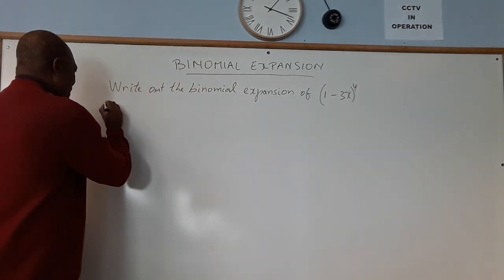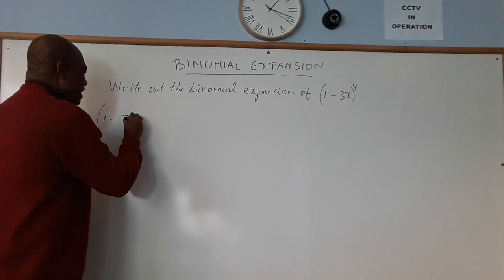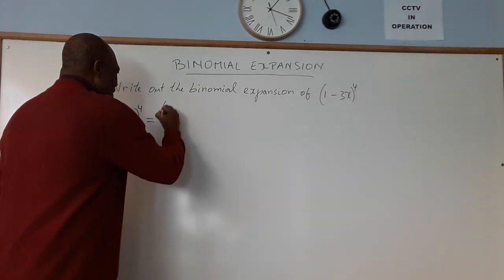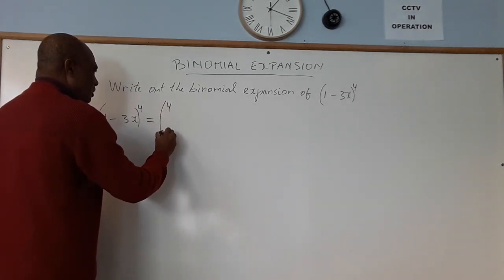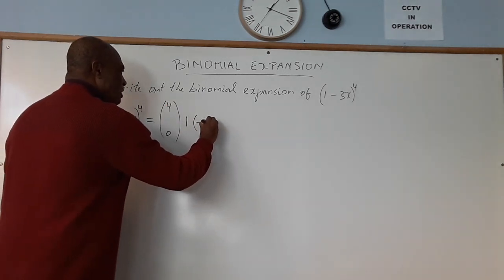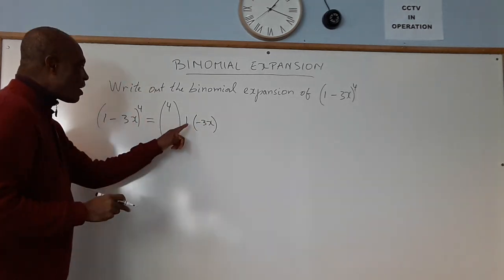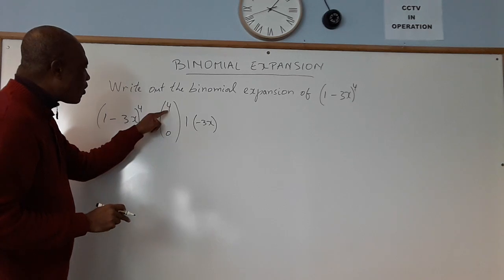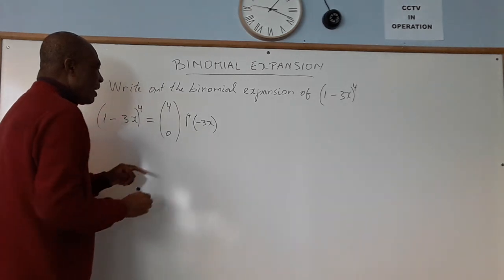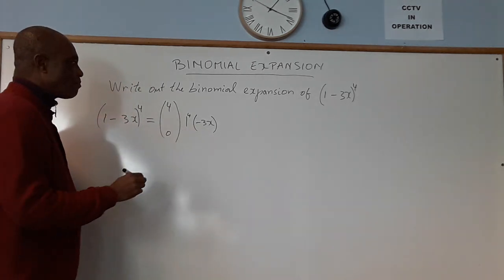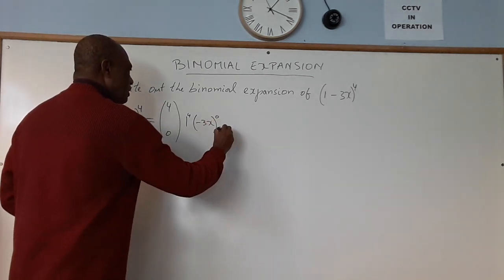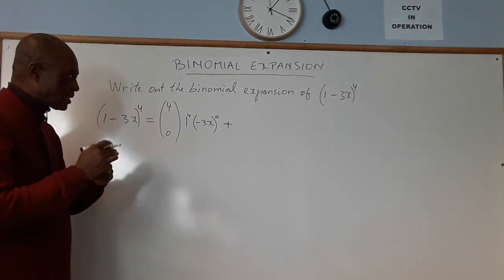Now, (1 - 3x)^4. If we expand it, the first term will be 4C0 multiplied by 1 multiplied by (-3x). Now the power of 1 will be 4 take away 0, which is 4. And the power of -3x is the 0 that we have there. Put it there.